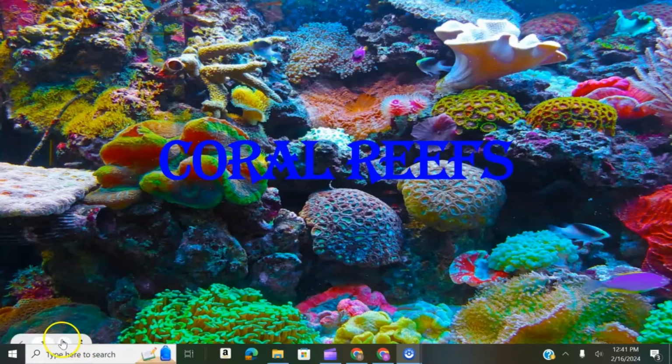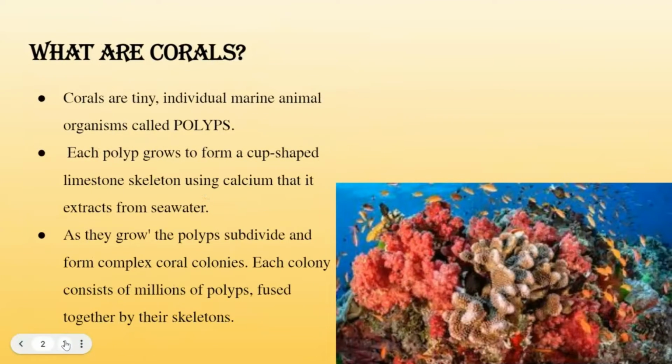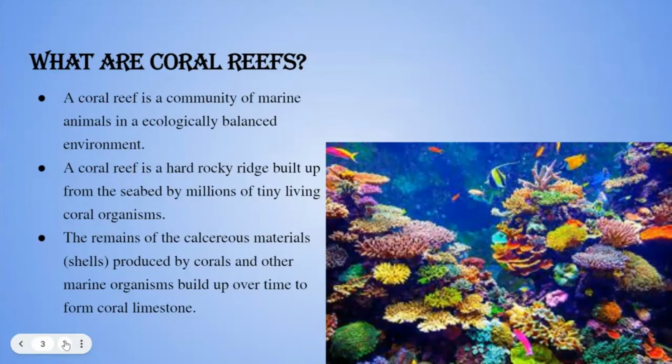Hi guys, let's talk about coral reefs today. Now, what are corals? Corals are tiny individual marine animals, organisms that we call polyps. Each polyp grows to form a cup-shaped limestone skeleton using calcium that is extracted from seawater. As they grow, the polyps subdivide and form complex coral colonies. Each colony consists of millions of polyps fused together by its skeleton.